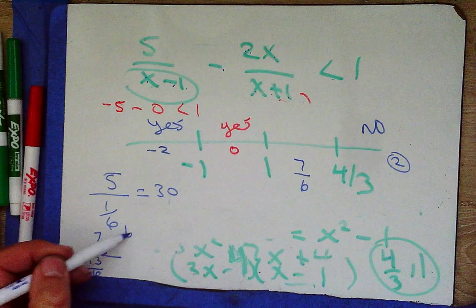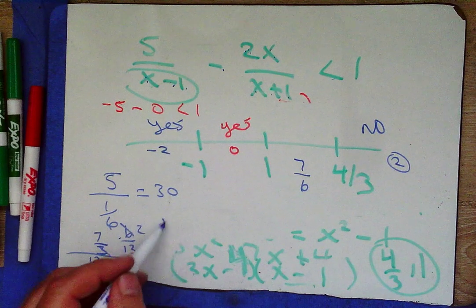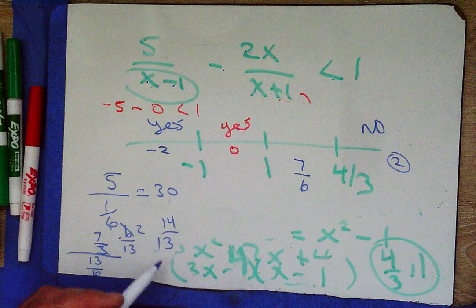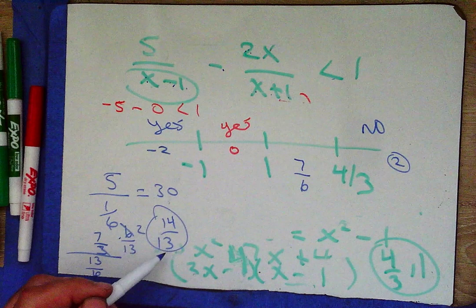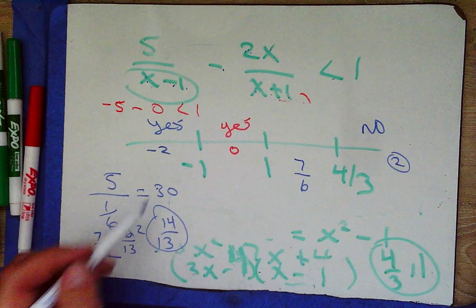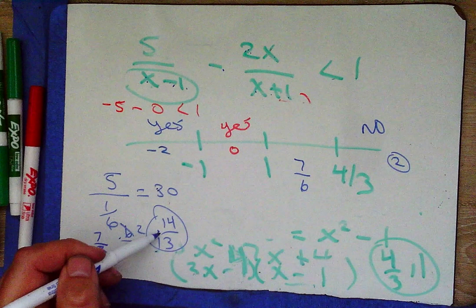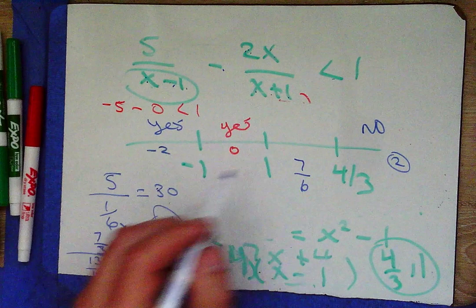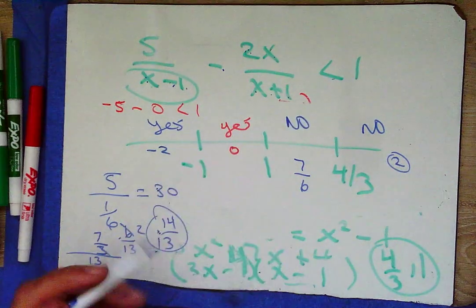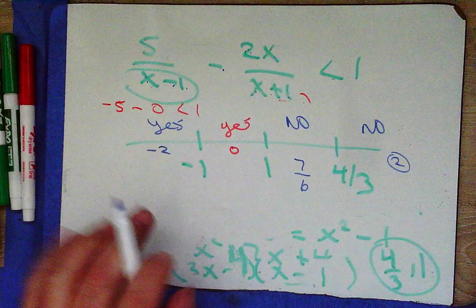So let's flip and multiply. And that becomes a 2. And I get 14 over 13. That's bigger than 1. But that was only that. It's 30 minus that. Well, 30, and this is just near 1, that's definitely going to be bigger than 1. So that's a no. So it looks like my solution is this over here.